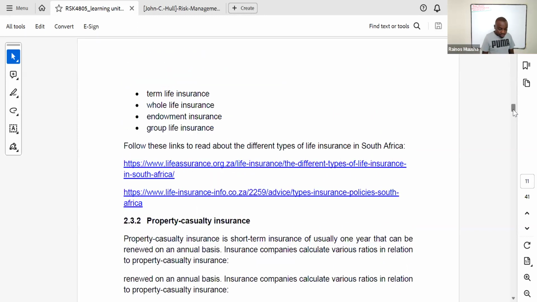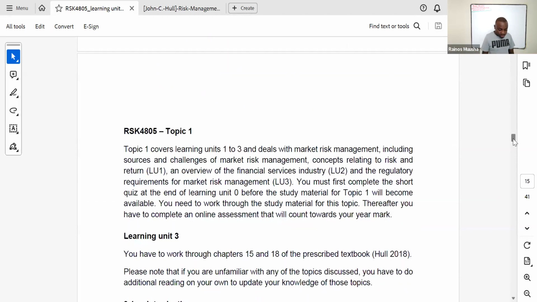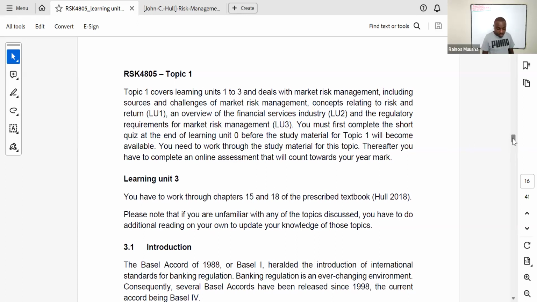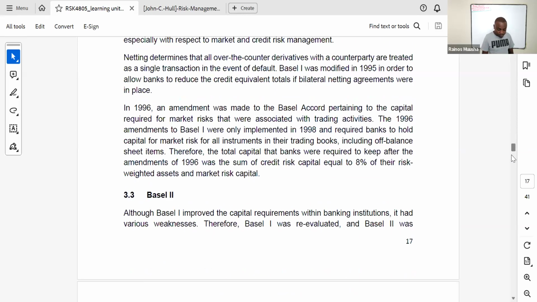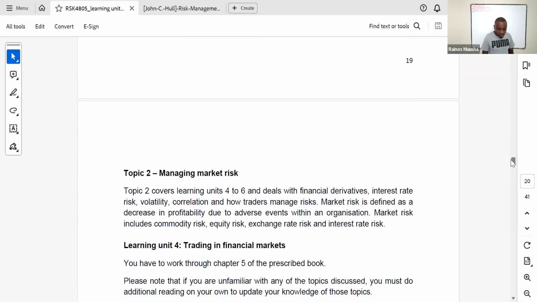Then moving on to learning unit 3, we are expected to cover chapters 15, 16, and 18 of the textbook. So you need to look at chapters 15, 16, and 18 of the textbook. And these are the 3 learning units that make up topic 1.